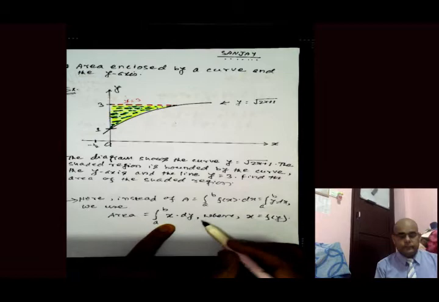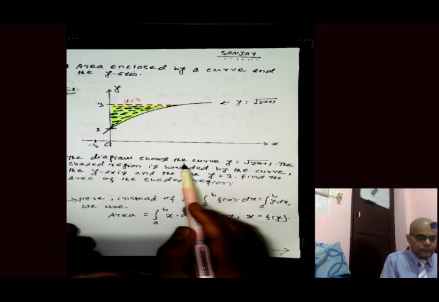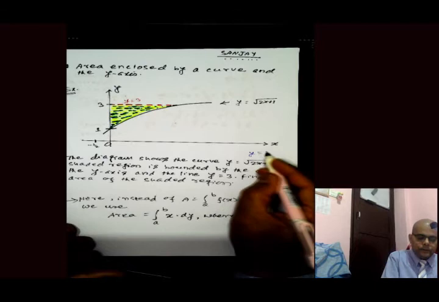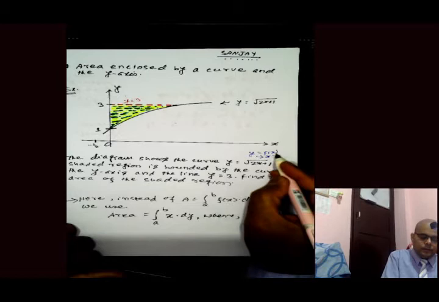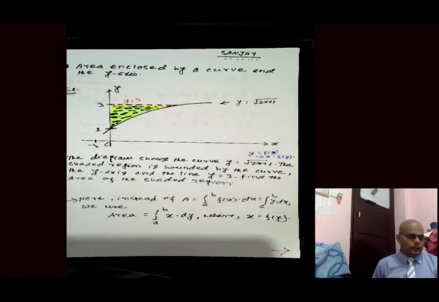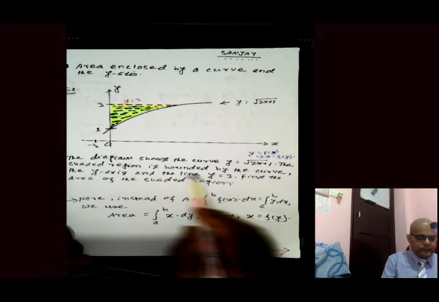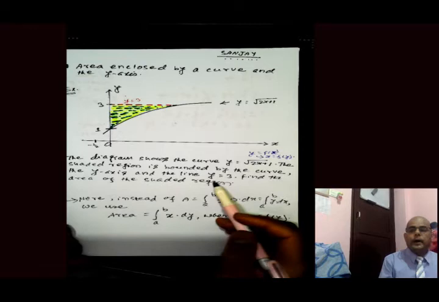So you can see that the diagram shows the curve y equals the square root of 2x plus 1. It is given in terms of y equals f(x), but we have to convert that in terms of x equals f(y). The shaded region is bounded by the curve, the y axis, not the x axis in this case, and the line y equals 3. Find the area of this shaded region.